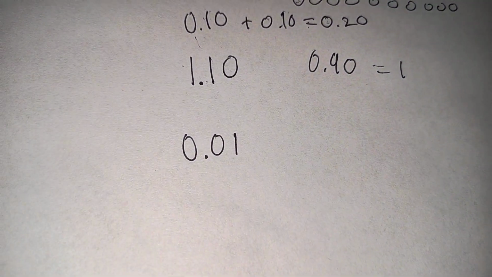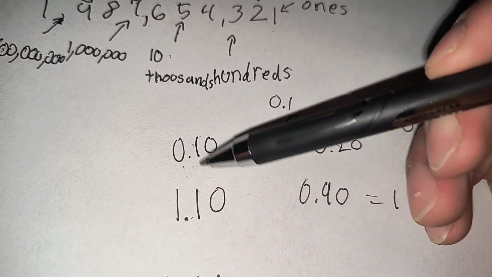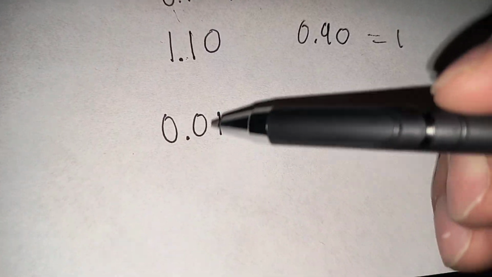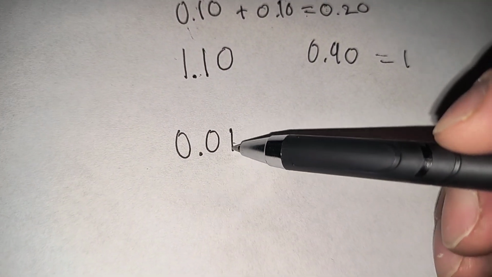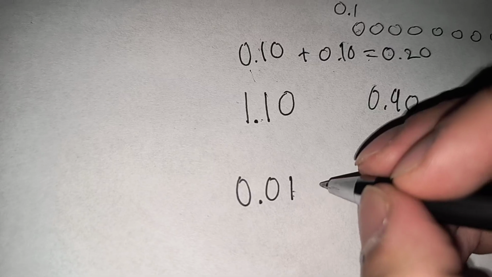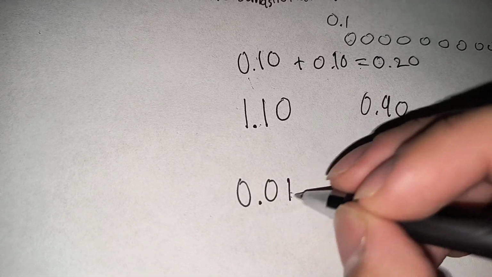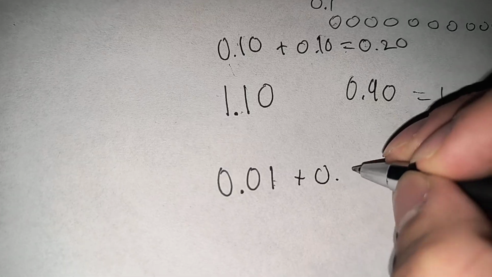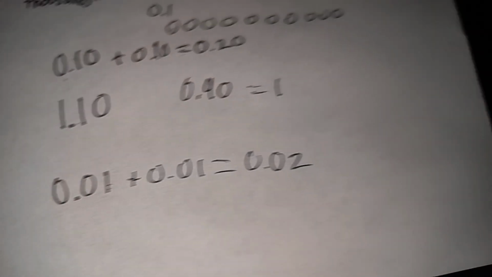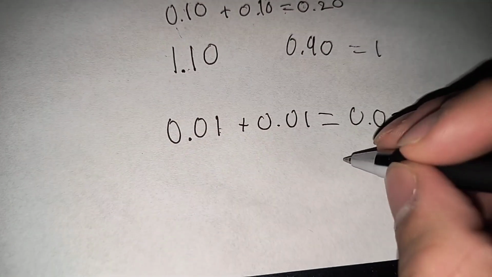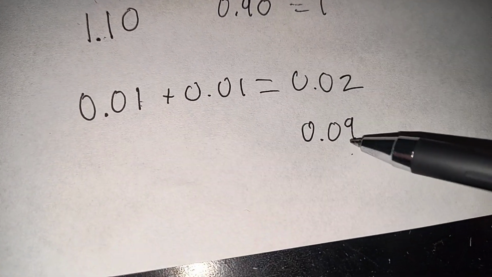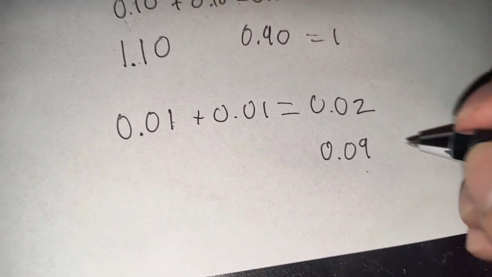Since this is a tenth decimal place because it takes 10 of these to make one whole number, this is the hundredth decimal place because it takes 100 of these to make one whole number. If I were to do 0.01 plus 0.01, I would get 0.02. And then I could keep doing it until I get 0.09.